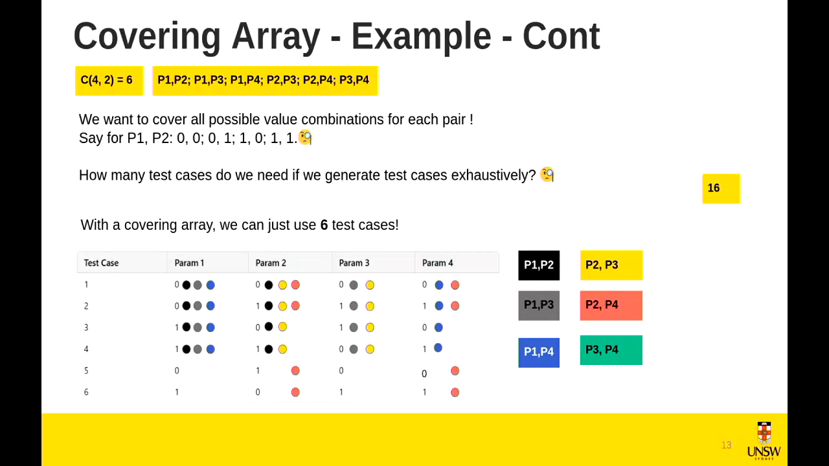So let's move on to P3 and P4. For 0, 0, which one can we use? We can use the first one. For 0, 1, we can use test case 4. For 1, 0, we can use test case 3. For 1, 1, we can use test case 2. So that's why we can use only 6 test cases to cover all the possible combinations and all the values for each combination.